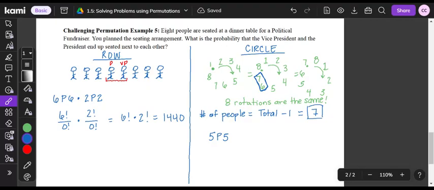And then what we do is we multiply that by the remaining 2 that we care about. So 2 permute 2, okay? All right, so when I do this, I'm going to get 5 factorial over 0 factorial times 2 factorial over 0 factorial. This is 5 factorial times 2 factorial, and I'm going to put that in a calculator, and I get 240 different seating arrangements.